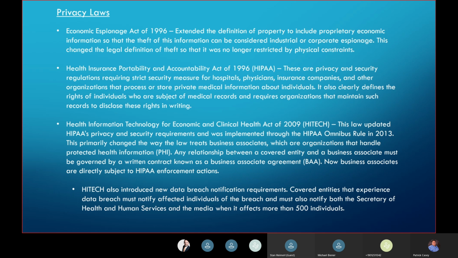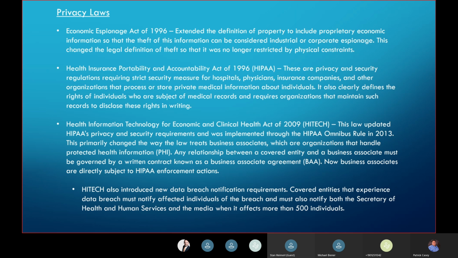The Health Information Technology for Economic and Clinical Health Act of 2009, or HITECH. This law updated HIPAA's privacy and security requirements and was implemented through the HIPAA Omnibus Rule of 2013. This primarily changed the way the law treats business associates, right? These are people that deal with those other companies, such as hospitals and doctor's offices, which are organizations that handle protected health information, or PHI. There's a clear definition between PHI and PII, right? Thinking about PHI, it's only about the health records. Well, PII is everything else about an individual.